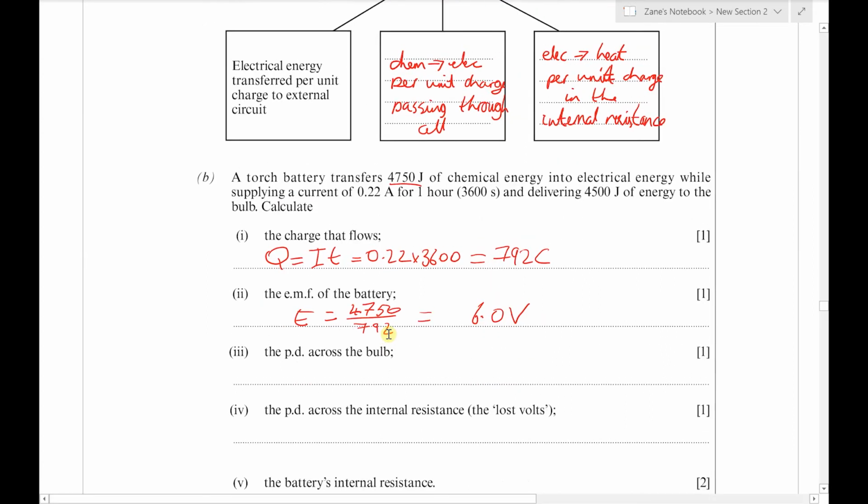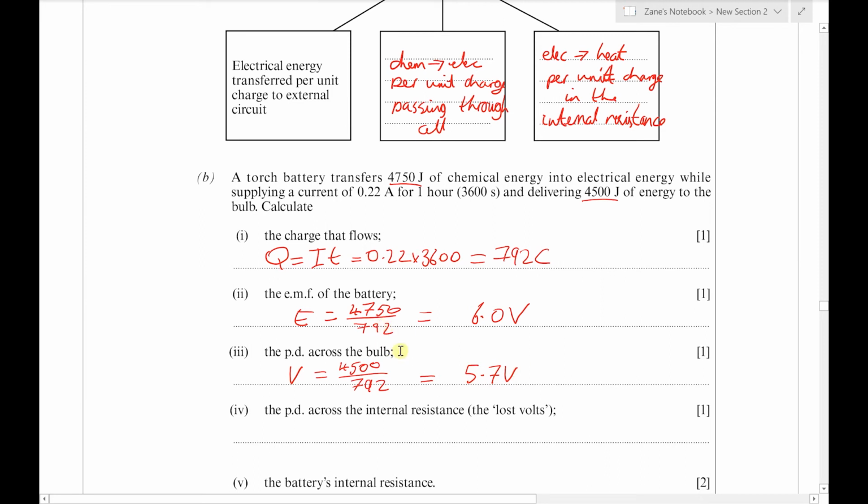Now similarly, the definition of the PD across the bulb was the amount of energy that was converted from electrical energy to other forms, heat and light energy, by the bulb, or the amount of energy that was transferred to the bulb by the circuit. So here we're going to take the 4,500 joules that was delivered to the bulb and divide it by the same 792 coulombs of charge. That will give us an answer of 5.68, so just call that 5.7 for the moment.